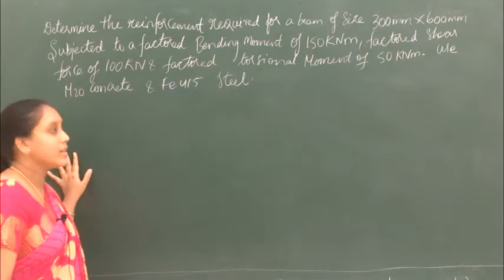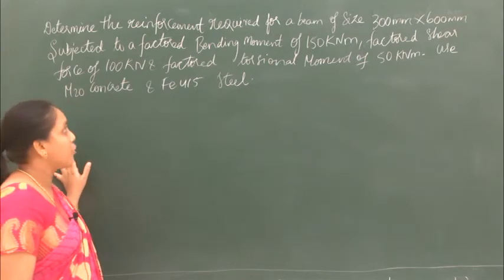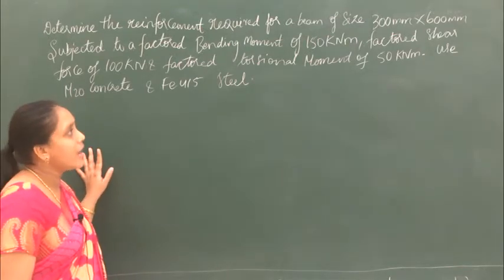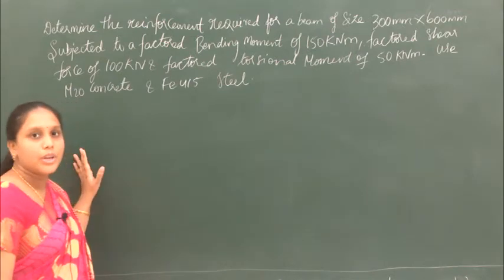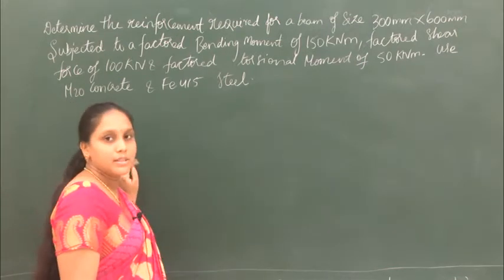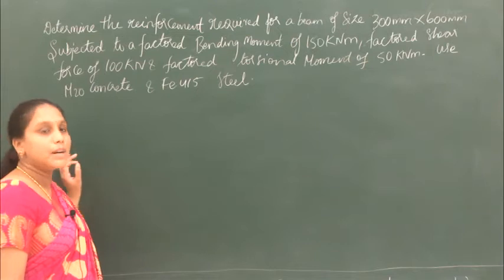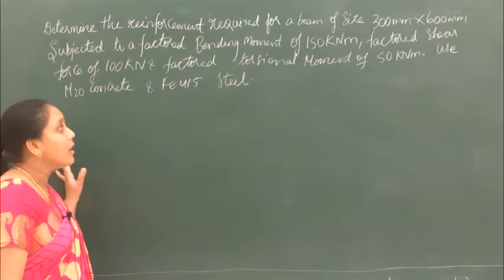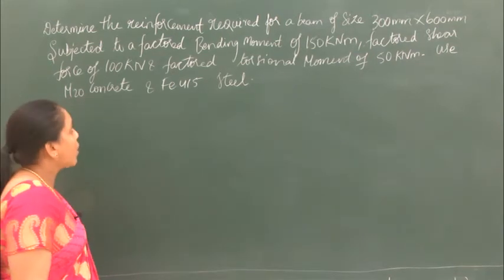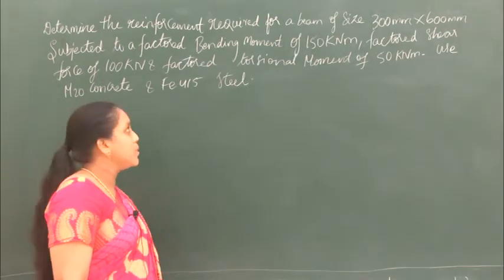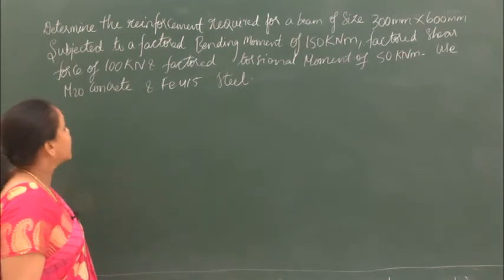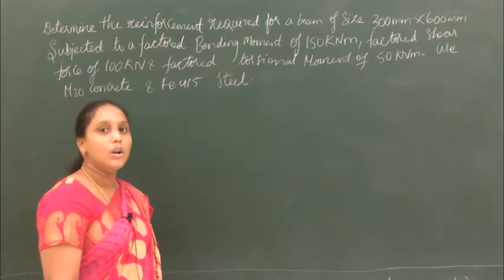The question given here is: design the reinforcement required for a beam of size 300 mm by 600 mm. That particular beam is subjected to a factored bending moment Mu of 150 kilonewton meter, and a factored shear force of 100 kilonewtons.